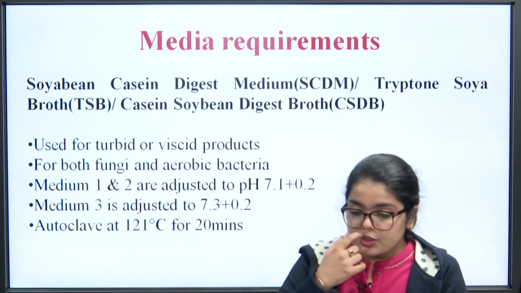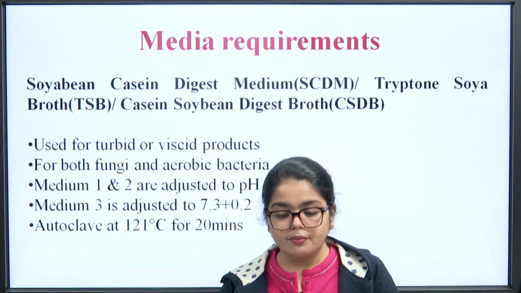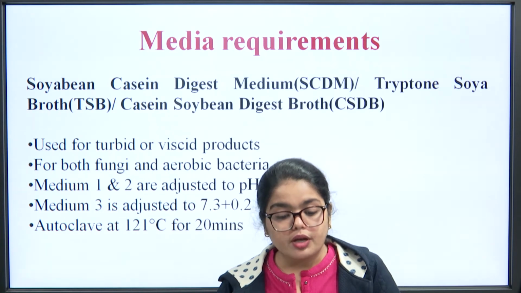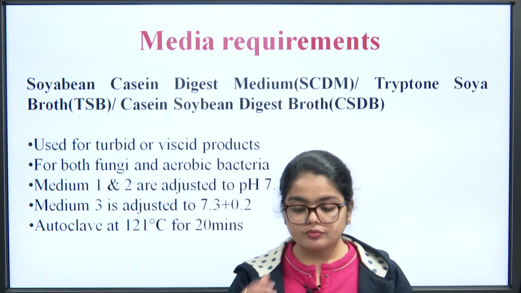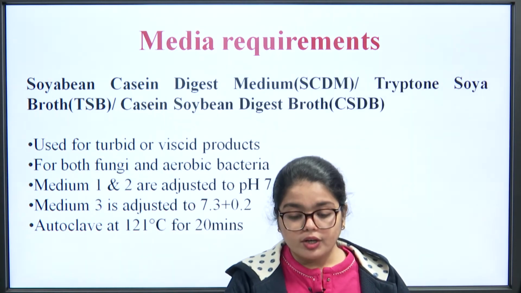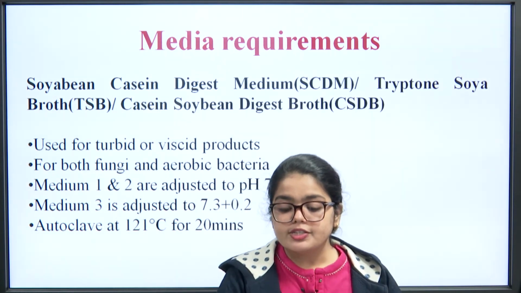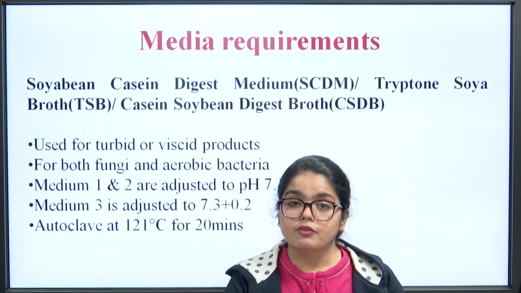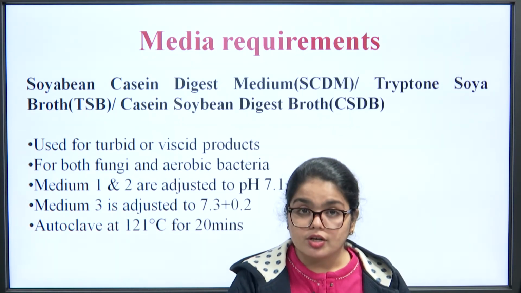The other media which is being used for sterility test are soybean casein digest medium, or you can say tryptone soya broth, or you can say casein soybean digest broth. So, what are the specifications which it is used for? Used for turbid and viscid products, again the same. For both fungi and aerobic bacteria, it is suitable for fungal as well as aerobic bacterial contamination.